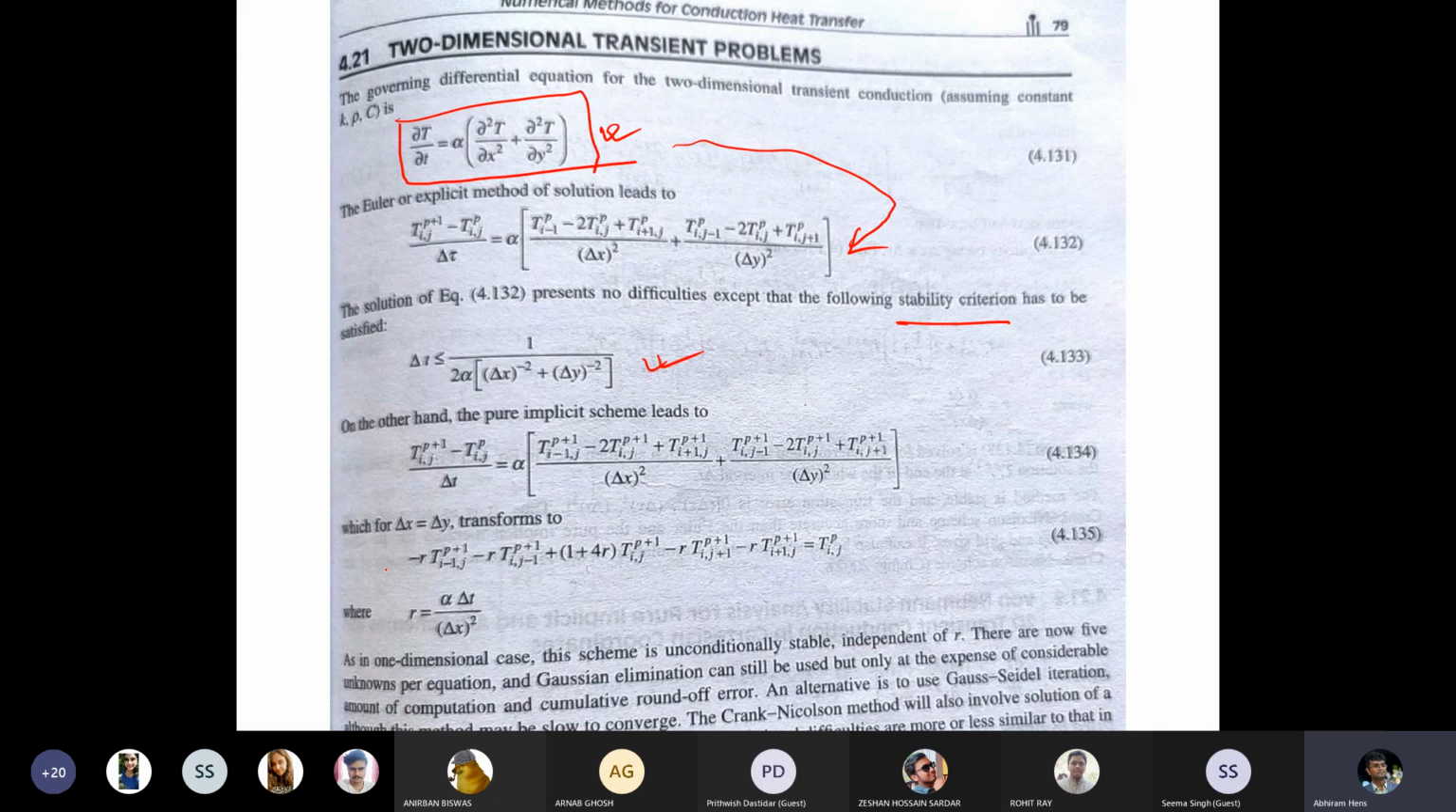And if you use pure implicit scheme, then your equations will look like this. You see that here on the right-hand side is all p value, but here it is a mixture, it is p plus 1 in pure implicit scheme. And if you take Crank-Nicolson, you will also see a combination of p and p plus 1. So here also the r comes like this. This is the r, and the value of r will again impose some stability criteria. So this is a two-dimensional problem. We have shown you how to solve 1D, so this is how the 2D equation can be discretized.